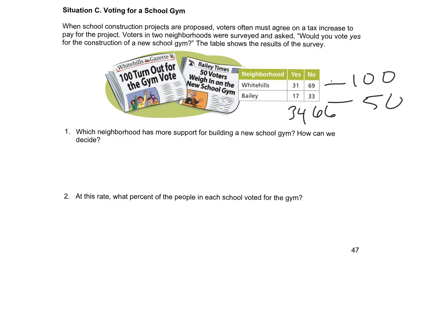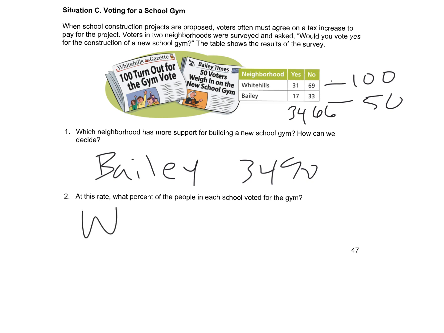So which neighborhood has more support for building a new school gym? It looks like Bailey slightly has more support. They have a 34% support rate over a 31%. At this rate, what percent of the people in each school voted for the gym? So this is just asking what are the percentages. So White Hills is 31% and Bailey is 34%.